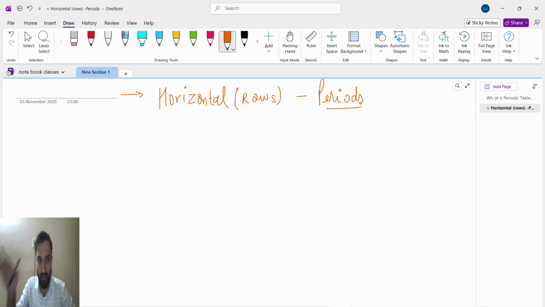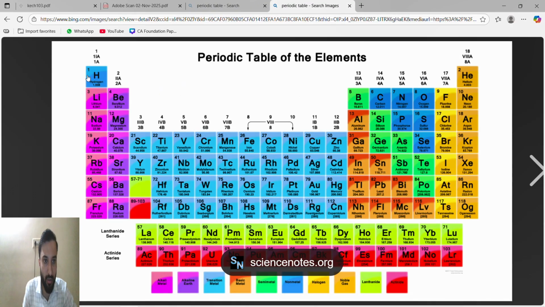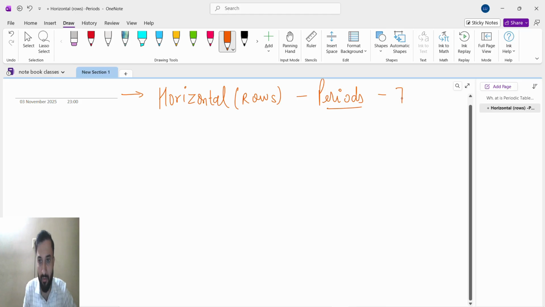Horizontal row is called as periods. So we have a total of 1 2 3 4 5 6 7 horizontal rows, that's called as periods. So in total we have 7 periods.